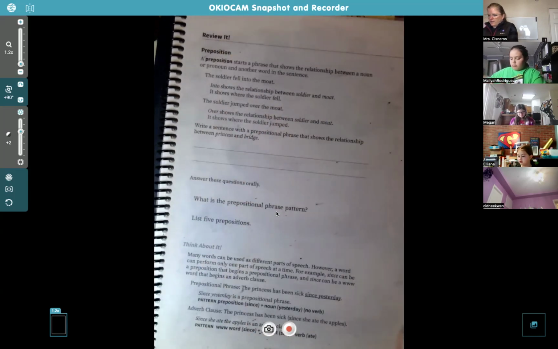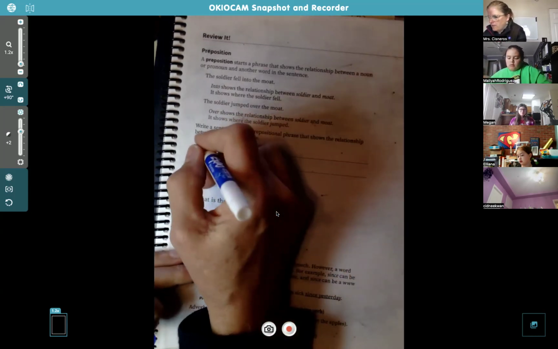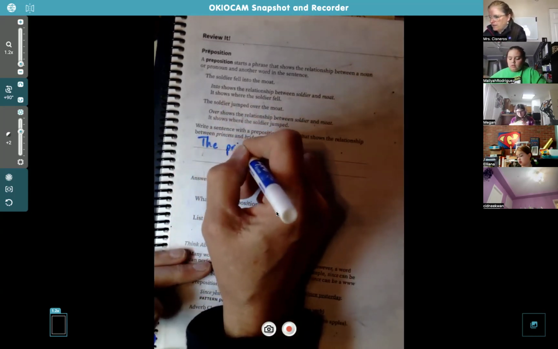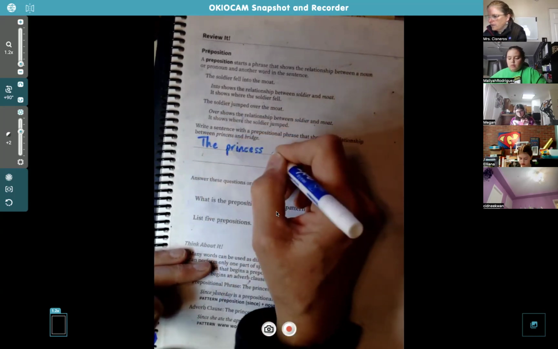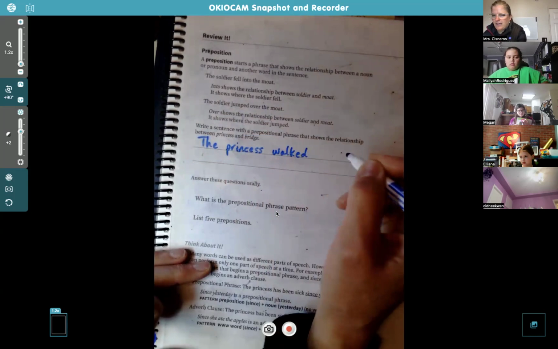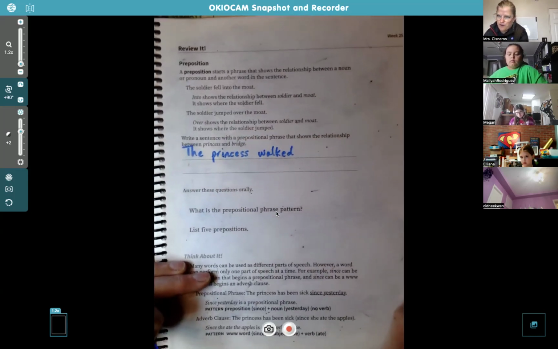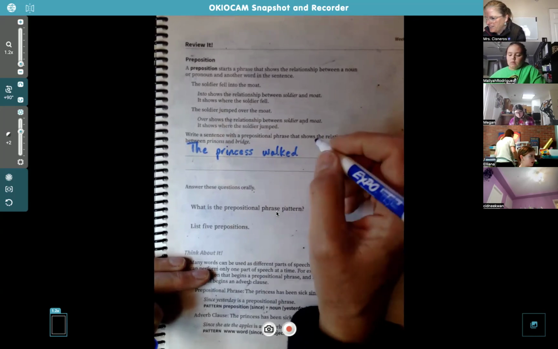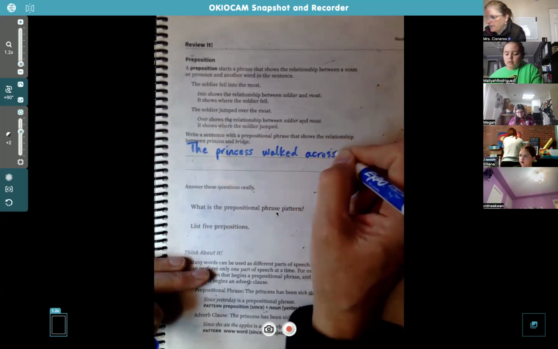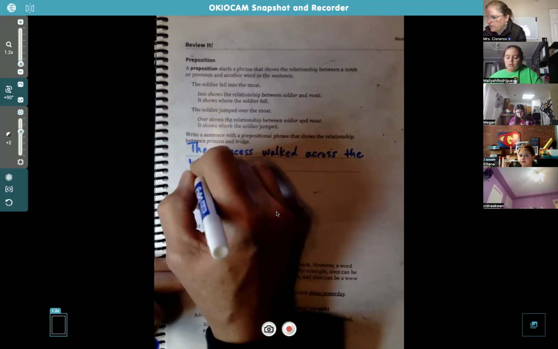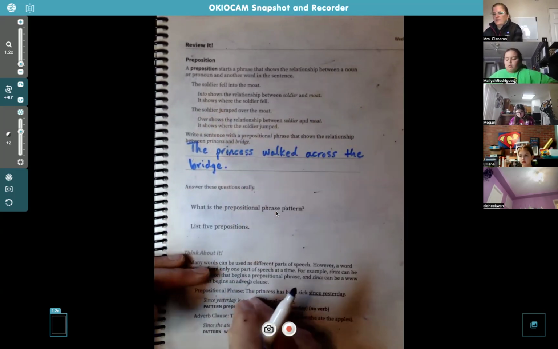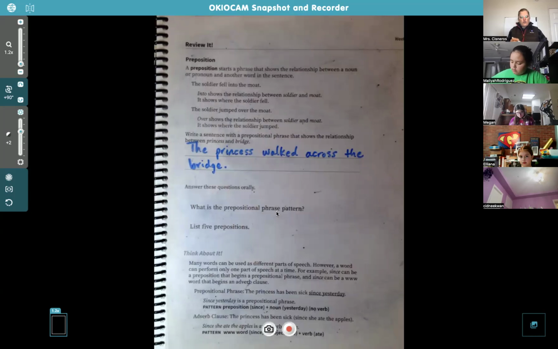And you're going to write it on those lines right here. I'm going to put the princess. I'll put walked, but you could put like hopped or ran or another way she got across the bridge. Walked across. I like that one. The bridge. The princess walked across the bridge. So across is showing the relationship between the princess and the bridge, and that she walked across it. Okay.